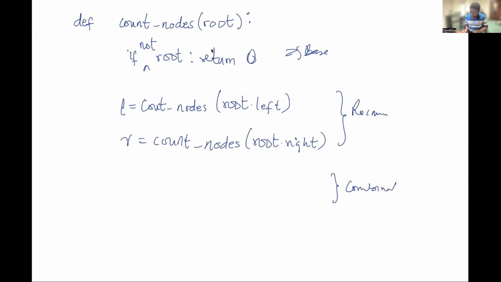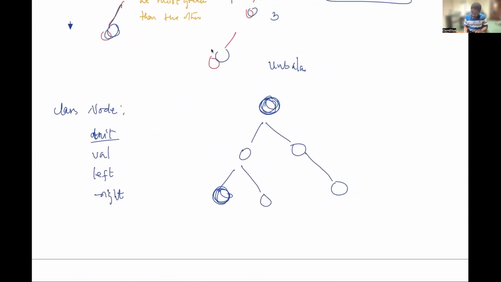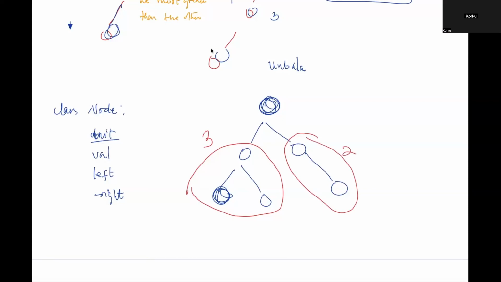Now the last thing we said we do is our combination step, right? So we are believing that the function works, right? So we know that this whole part is going to return to us 3. This whole part is going to return to us 2, right? But then what is the actual answer? What is the number of nodes in this tree? What is the total number of nodes?